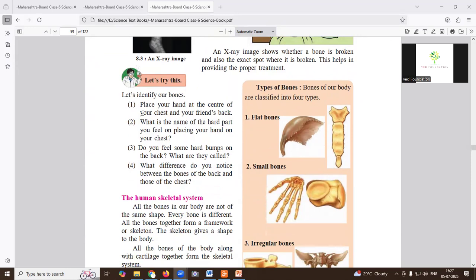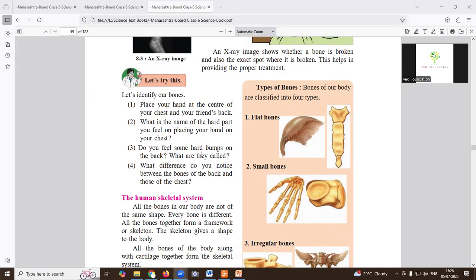Let us identify your bone. Place your hands at the center of your chest and your friend's back. What is the name of the hard part you feel on placing your hand on the chest? The hard part you feel on placing your hand on the chest is the sternum, also called the breastbone. It is a flat bone located in the center of your chest to which the ribs are connected.